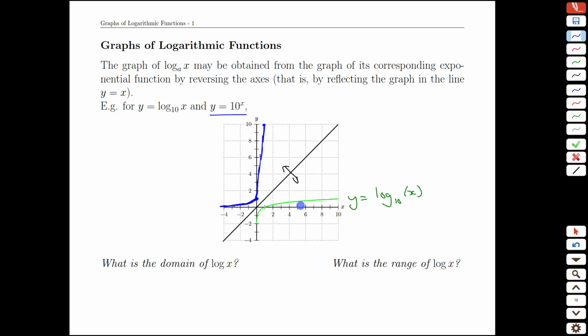In general, when we look at the properties of the log graph, we've mentioned this earlier, but the graph of log of x is only defined for positive x values. We can't even have a 0 value or negatives. But the range is all possible real numbers.